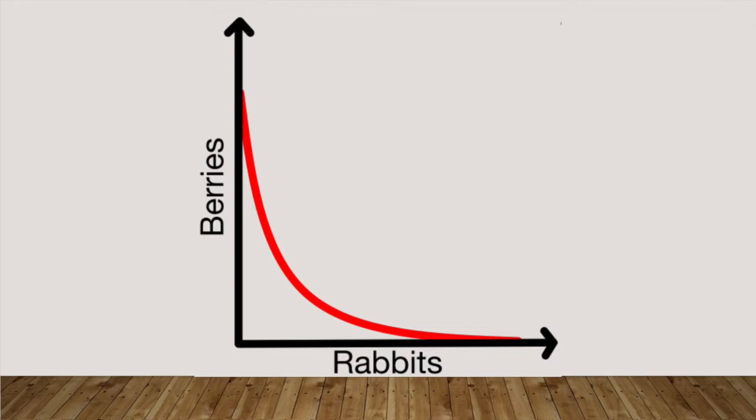Decreasing opportunity cost, as you may guess, means that each rabbit would be easier to catch. Let's go back to the first day. I get 40 berries and 1 rabbit. Maybe tomorrow I still want to get more rabbits, so I get 30 berries and 2 rabbits.